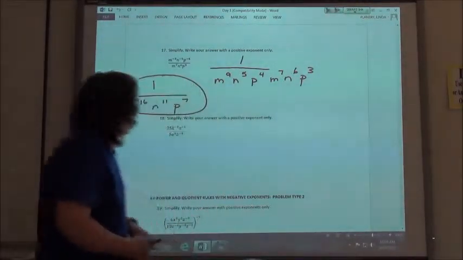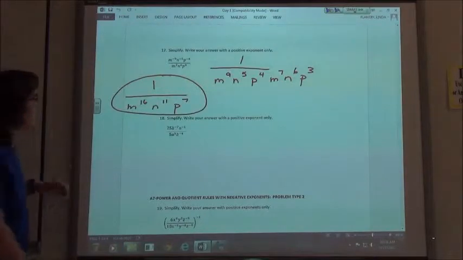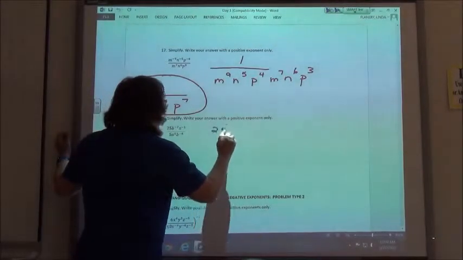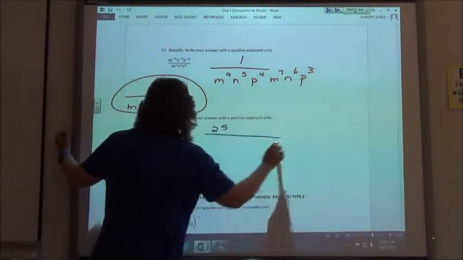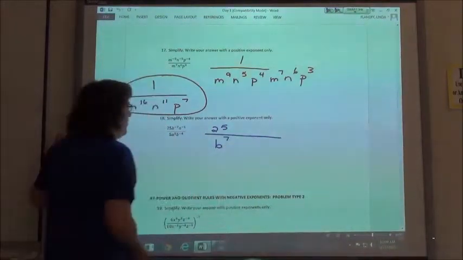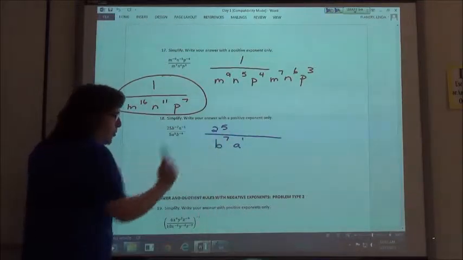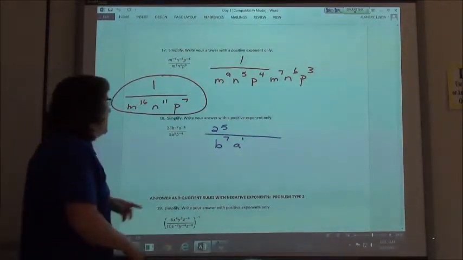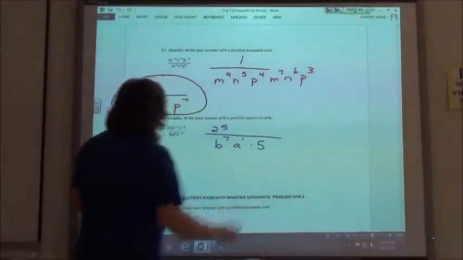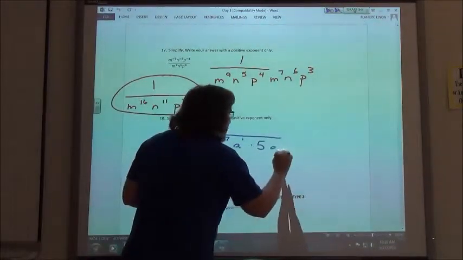One last one of those here. If I'm simplifying this one again, I'm going to leave the 25. The b to the 7th is going to move to the bottom. The a to the 1st is going to move to the bottom. I don't really need the 1 there, but I'll write it there for fun. The 5 is going to stay. The a to the 5th is going to stay.